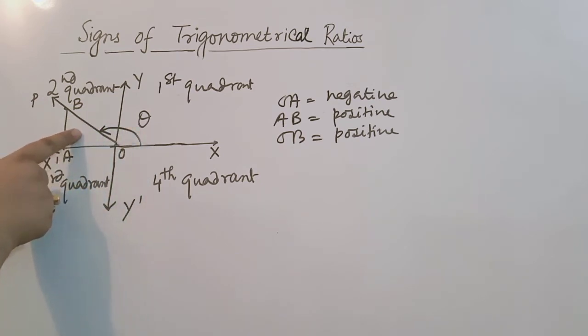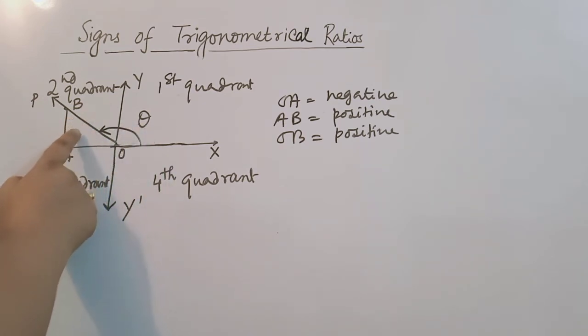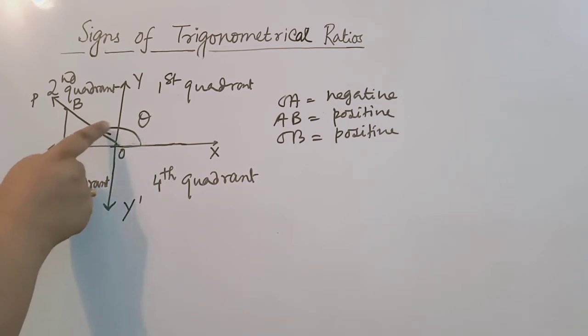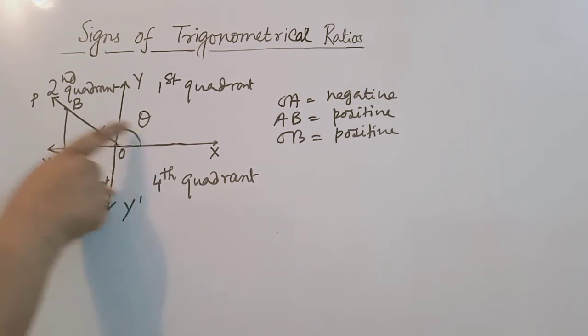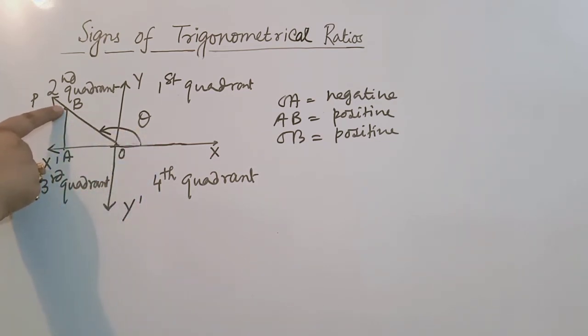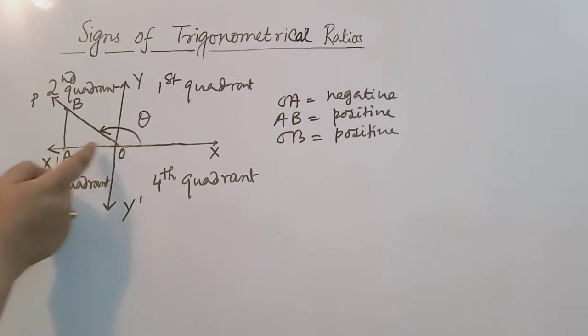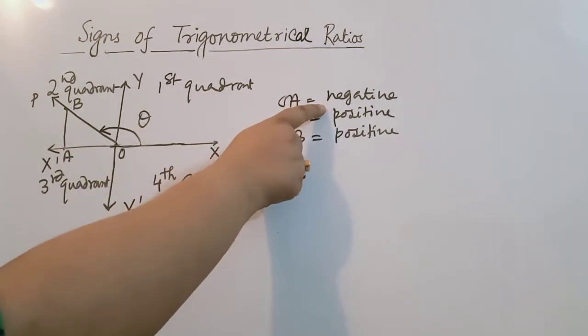Now let us consider the ray OP has rotated about O in such a way that it has come to the second quadrant after rotating in the anti-clockwise direction. So this particular angle is theta. Now a fixed point B is taken on this ray OP and from B a perpendicular is drawn which cuts the negative part of x-axis at A. So clearly OA is measured along the negative part of x-axis. So OA is negative in sign.